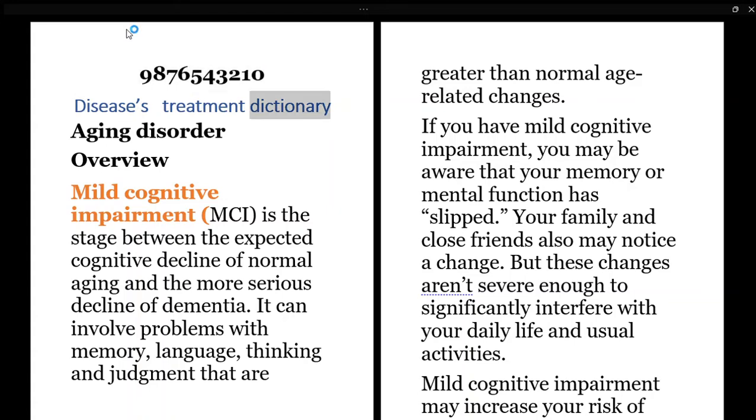Diseases Treatment Dictionary. Aging disorder. Overview.